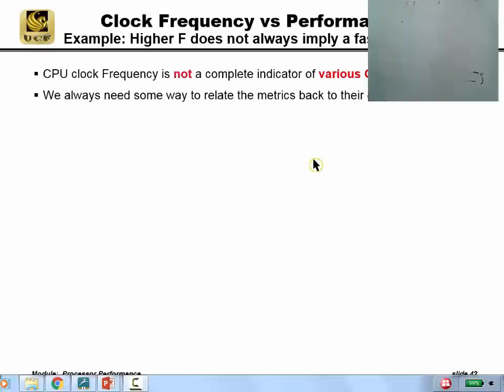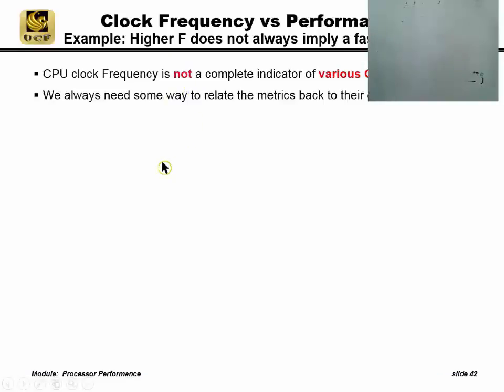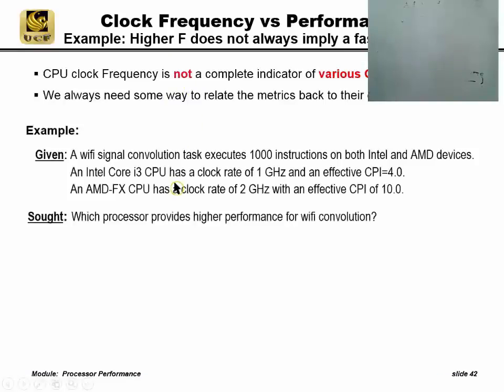So let's try an example, putting all these elements together to show that clock frequency by itself is not a complete indicator of a CPU's performance. If your customer wants to execute something quicker, clock frequency is important, but it's not the whole story. So here we have a signal convolution task. If you are a digital signal processing electrical engineer, each iteration of the convolution algorithm requires 1,000 instructions. That's probably pretty realistic. On both Intel and AMD devices, this Core i3 from Intel has a 1 gigahertz clock, and this AMD FX model has a 2 gigahertz clock.